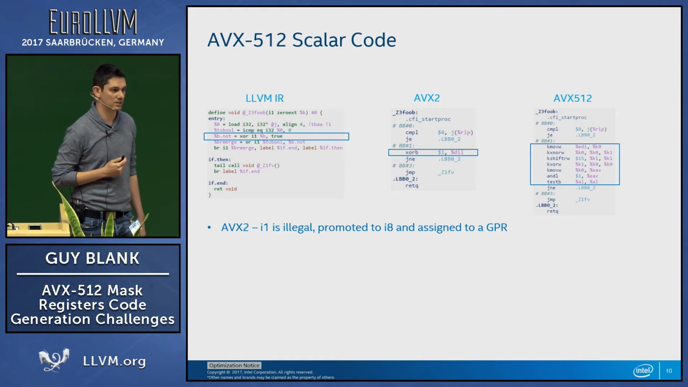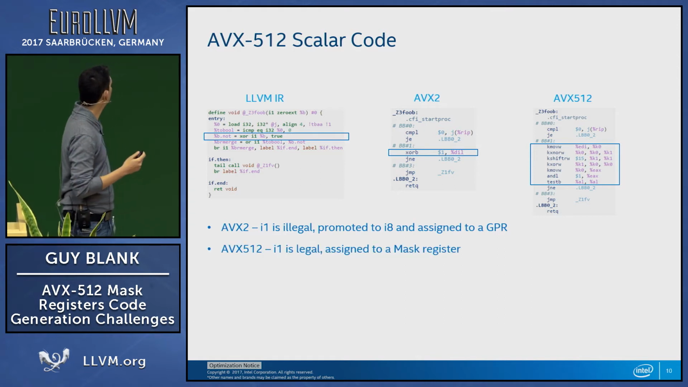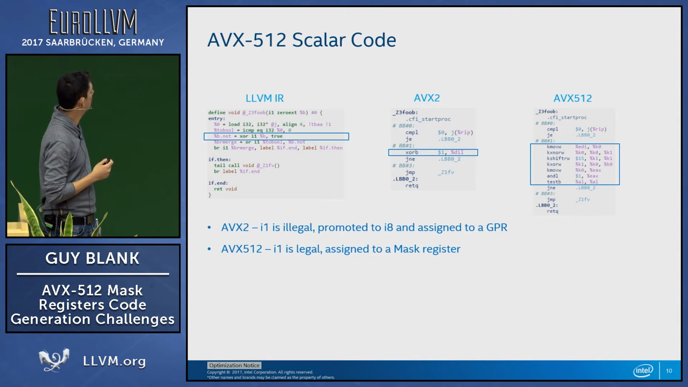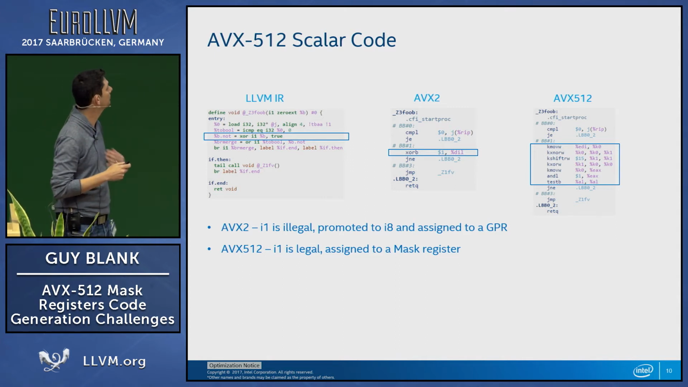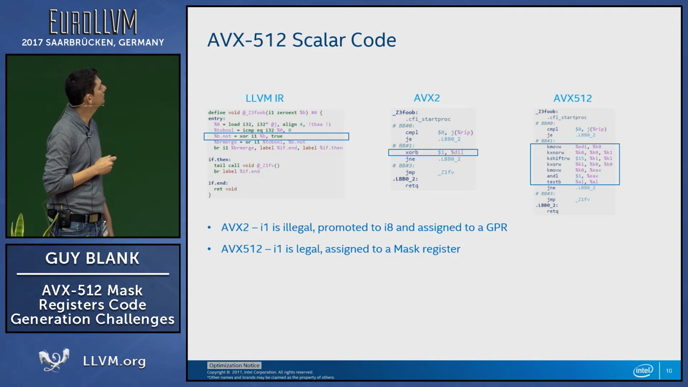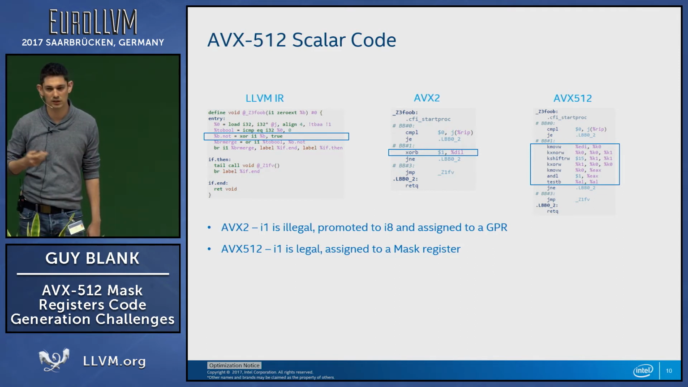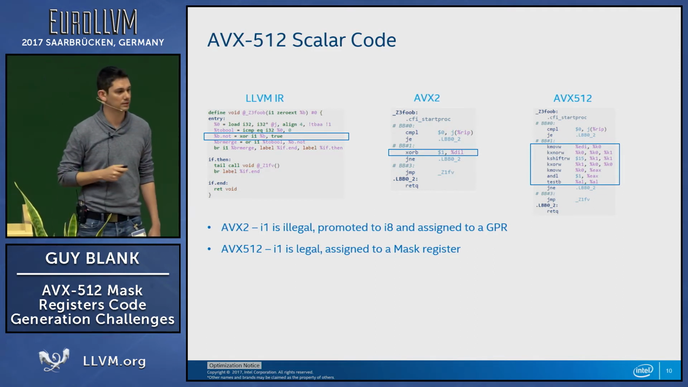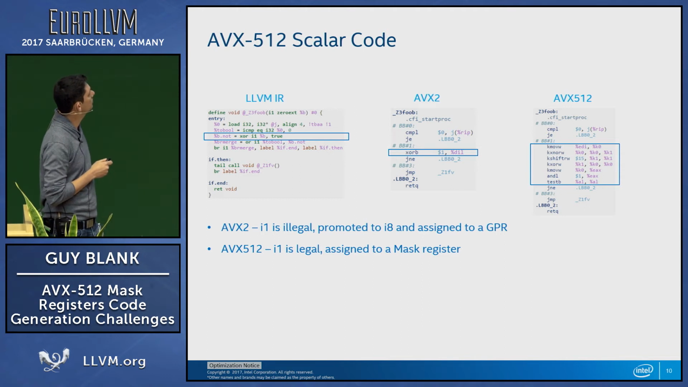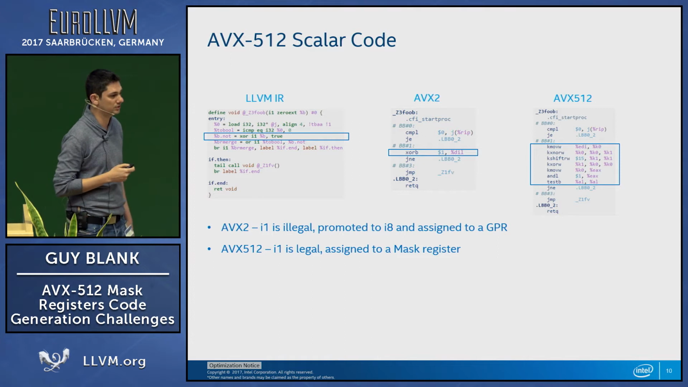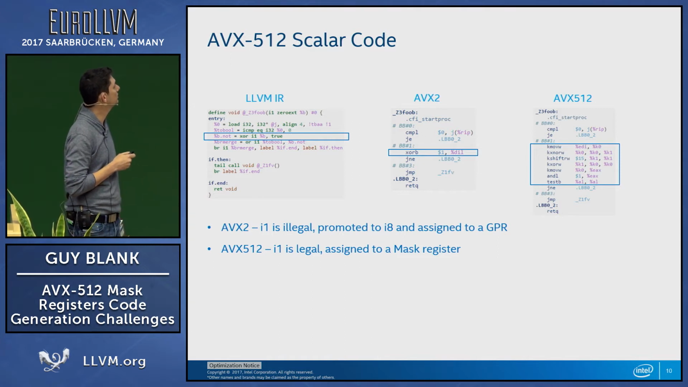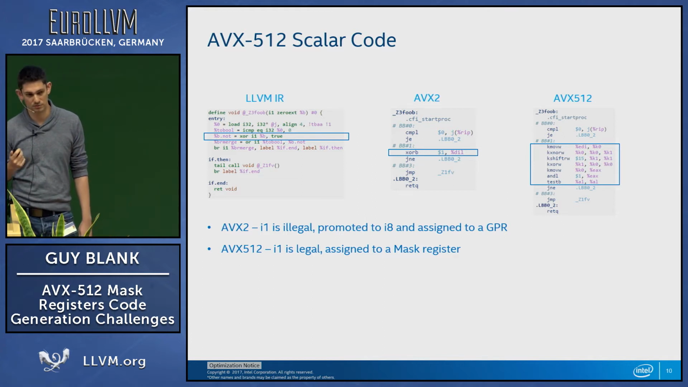But what happens in AVX512? So here I1 is legal. It is assigned to a mask register. And the instruction selection would try to put it in the mask register. And it goes into the trouble of moving it from the GPR in which it came through the calling convention, moving it into a mask register and doing all the computations there. That is, of course, unfortunate.